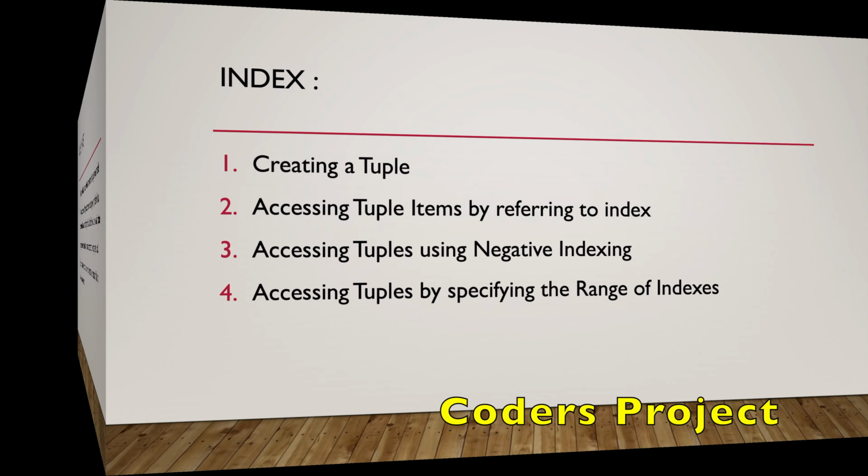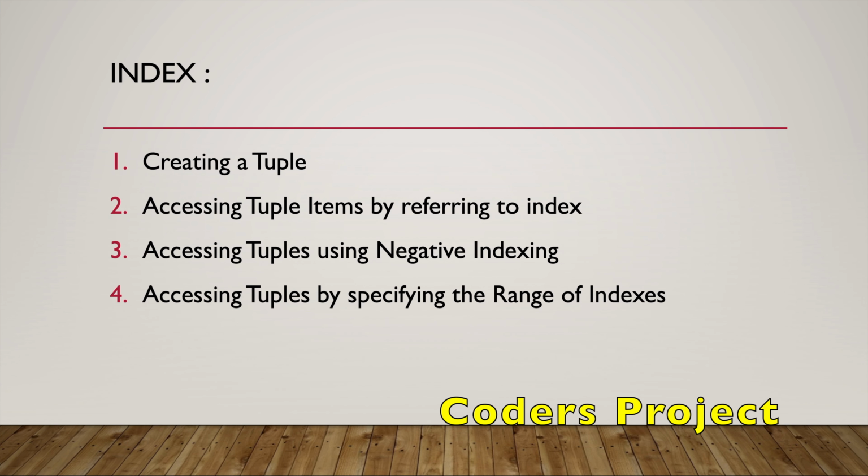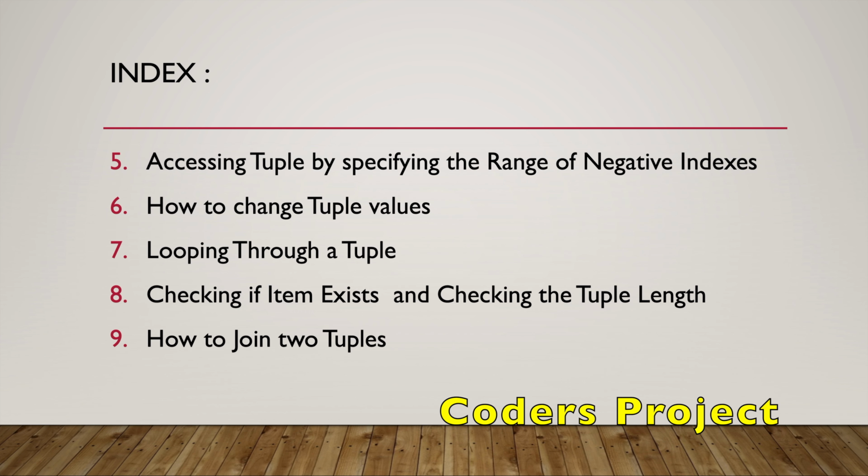In this video, I'm going to be covering these topics. How do you create a tuple? How are you going to access the tuple items by referring to the index? How are you going to access tuples using negative indexing? How are you going to access tuples by specifying the range of index, and accessing tuples by specifying the range of negative index? How do you change the tuple values? Looping through a tuple, checking if an item exists, and checking the tuple length. How do you join two tuples? Let's get started.